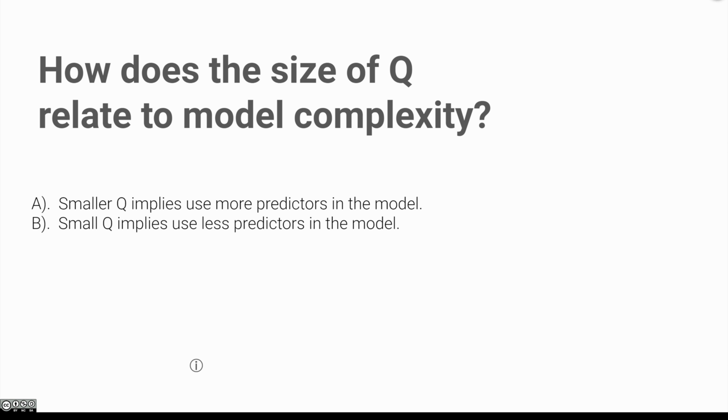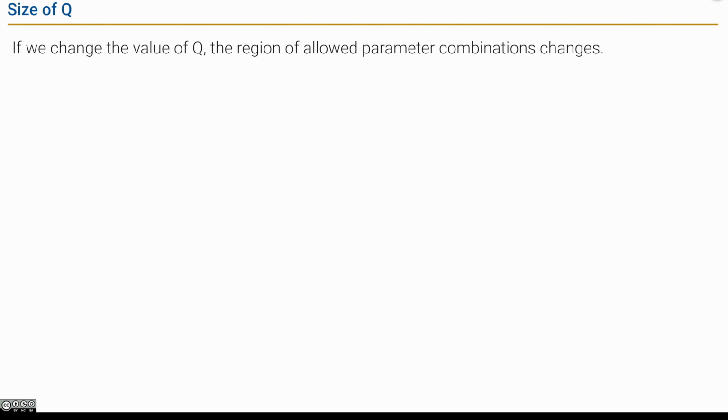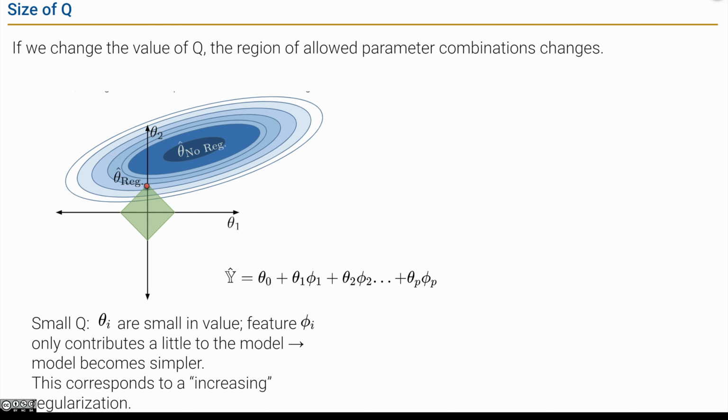So one thing I want you to think about is, how does the size of Q relate to model complexity? And I want you to answer between these two. Does it mean that smaller Q implies use more predictors in the model, or use less predictors in the model? Take a minute and think about that. Okay, so smaller Q is going to result in less predictors in the model.